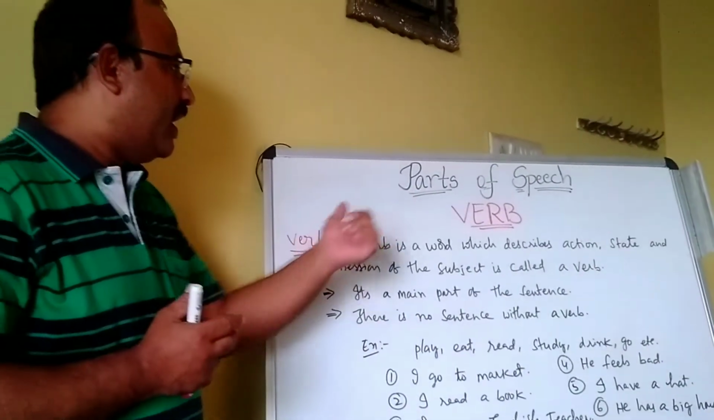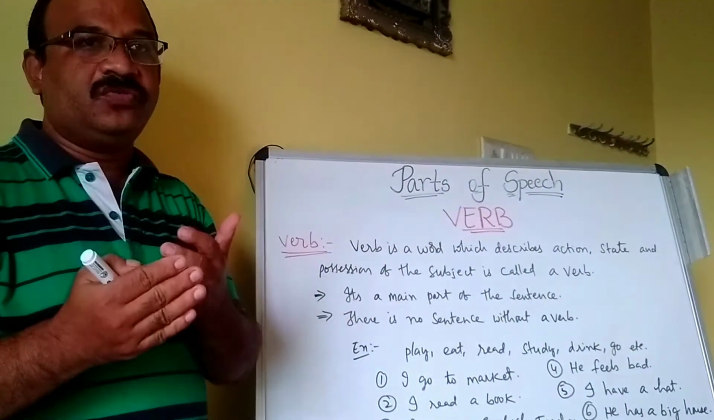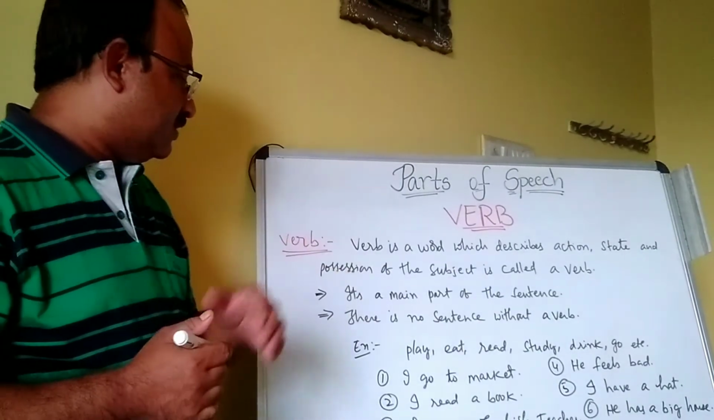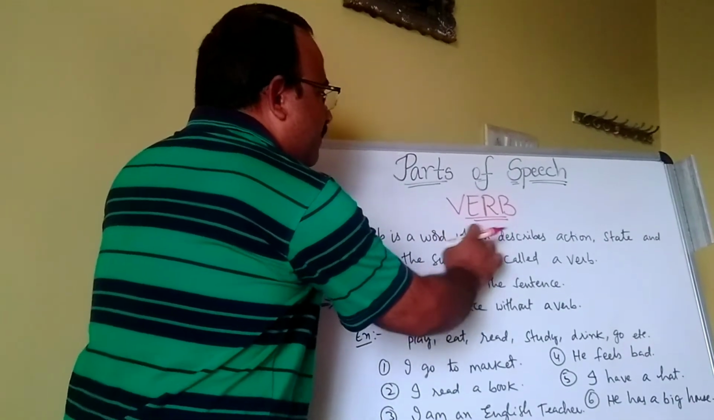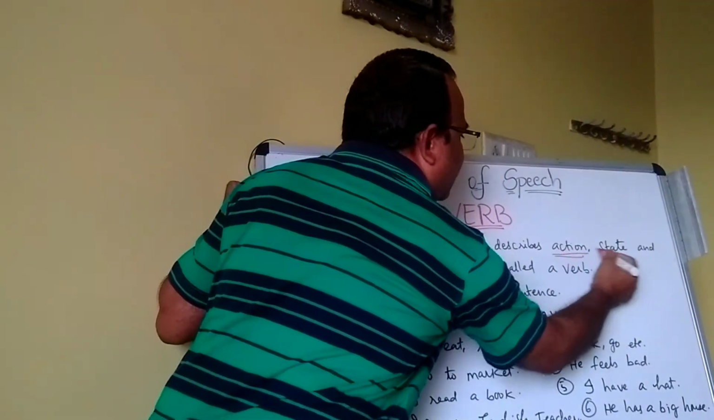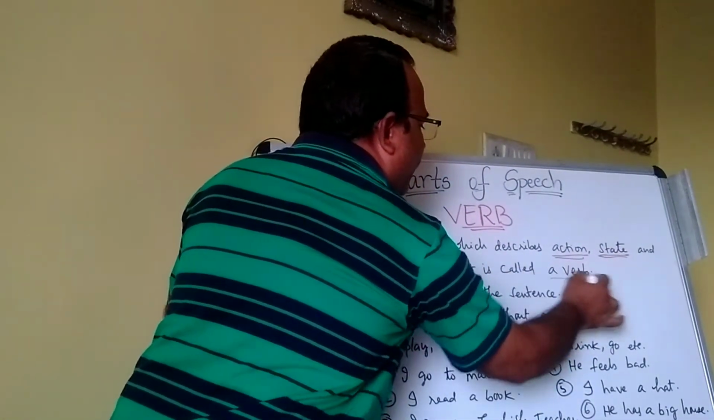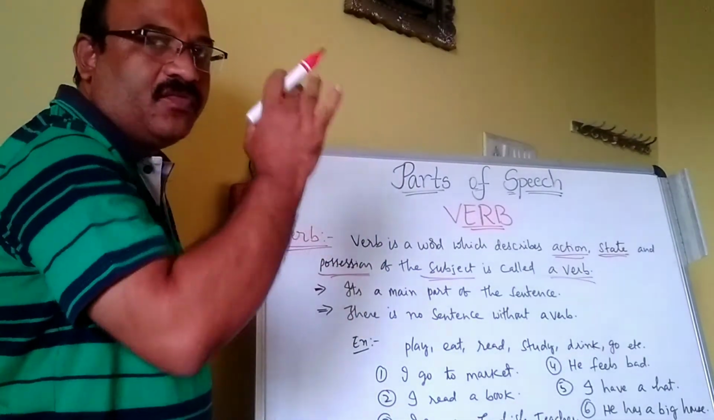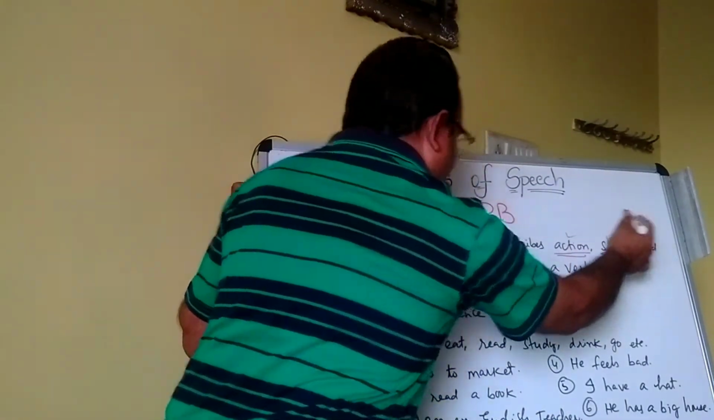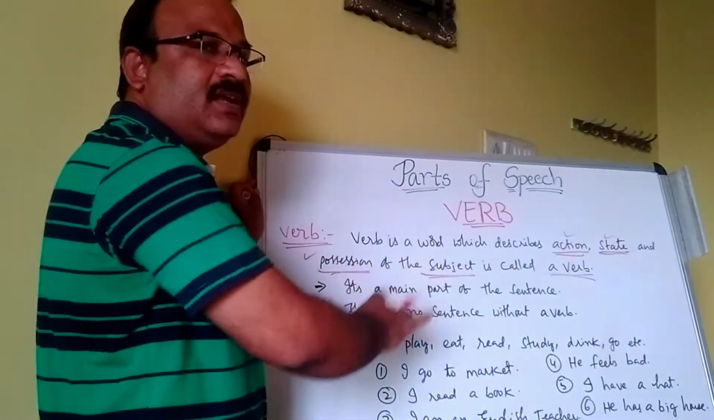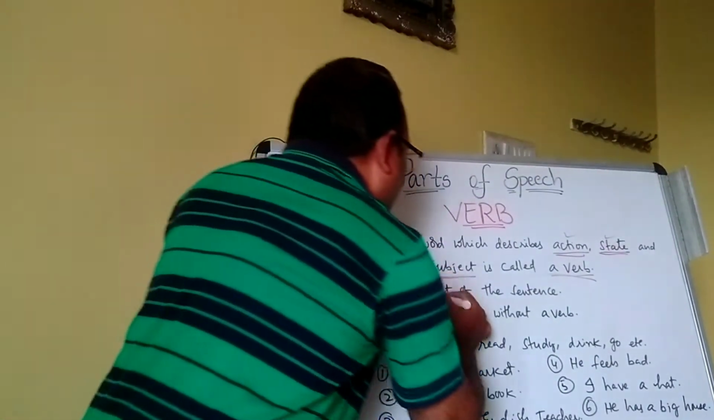Now I am going to tell about verb. What is verb, how many kinds of verbs are there, and how to use them in a sentence, you can learn now. Verb is a word which describes action, state or possession of the subject. It is called a verb. It is the main part of the sentence.